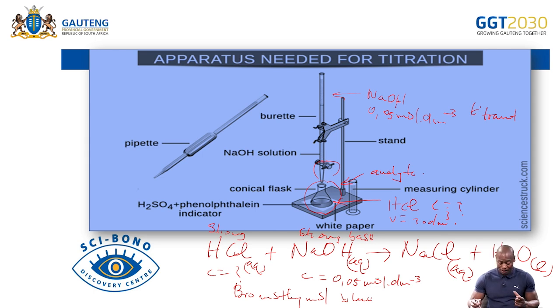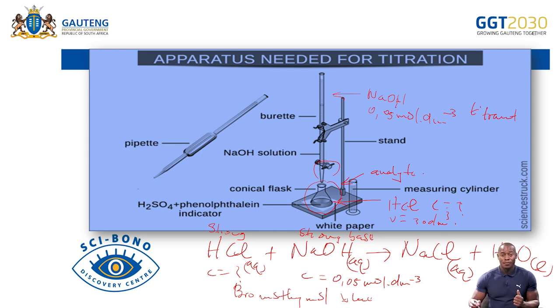So don't just open it as if you're opening the normal tap, right? But here you open it drop by drop, so that you'll be able to determine exactly the endpoint, where the indicator changes color, right? So you drop by drop, you swirl or you mix, and observe if there is color change. If there is no color change, then you continue until the color changes, all right? So where the color changes, that is going to be your endpoint, all right? And you have to stop titrating, okay?